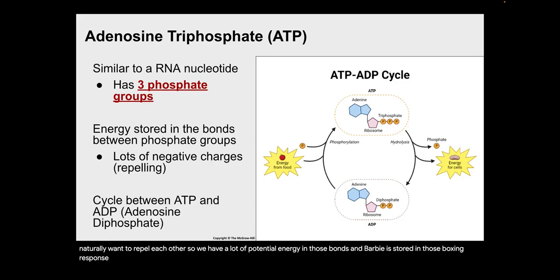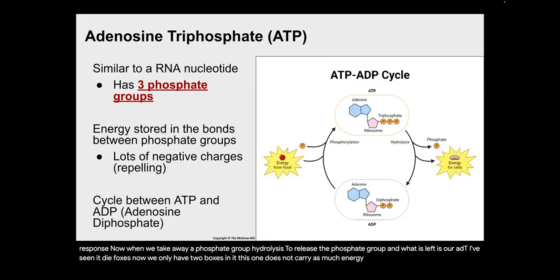Now when we take away a phosphate group, via hydrolysis, we release energy, we release a phosphate group, and what is left is our ADP molecule, adenosine diphosphate. Di meaning 2, because now we only have 2 phosphate molecules. This one does not carry as much energy. In order for ADP to be utilized, we have to add another phosphate group, which involves energy. So we have to add energy, add in a phosphate group to bring it back to ATP.